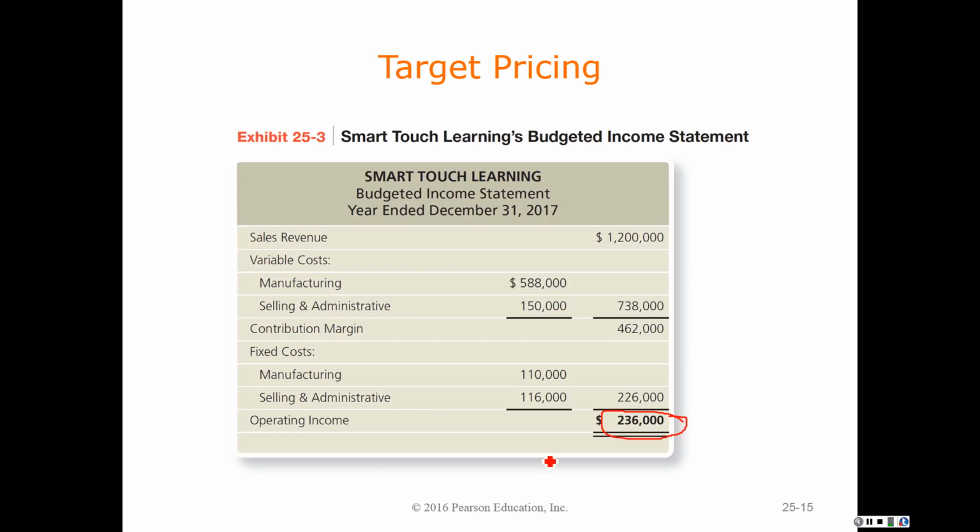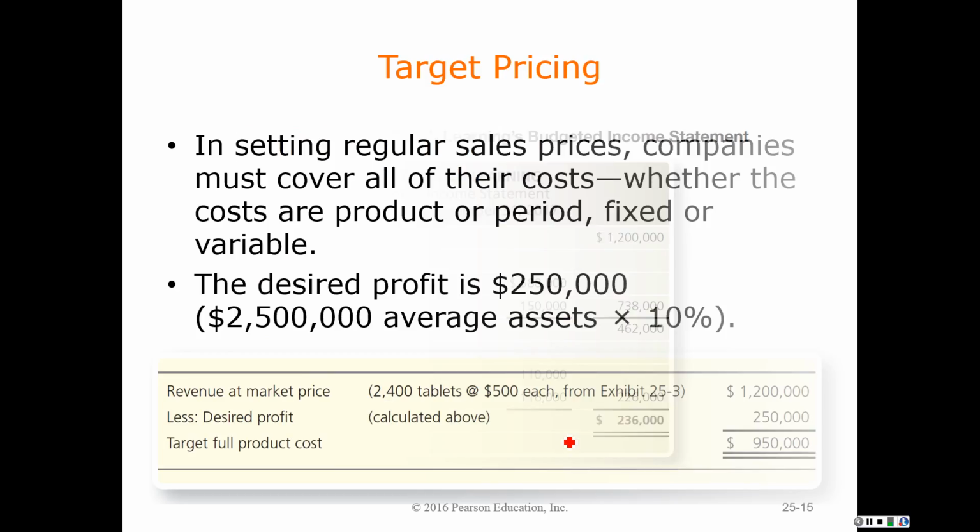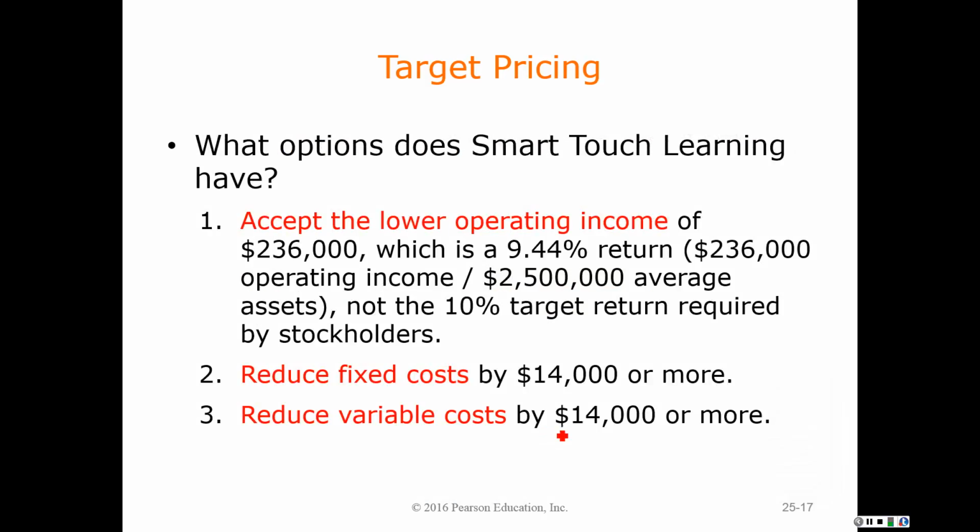So if we need $250,000 in profit to meet our 10% return on investment, but we're only generating $236,000, do we just abandon this project? Not necessarily. We have some alternatives. Your book says, first of all, can you simply accept the lower operating income of $236,000? That is a 9.44% return on investment. So would our investors be willing to take a 9.44% return versus a 10% return? That would be one option before we completely abandon our approach to this product.